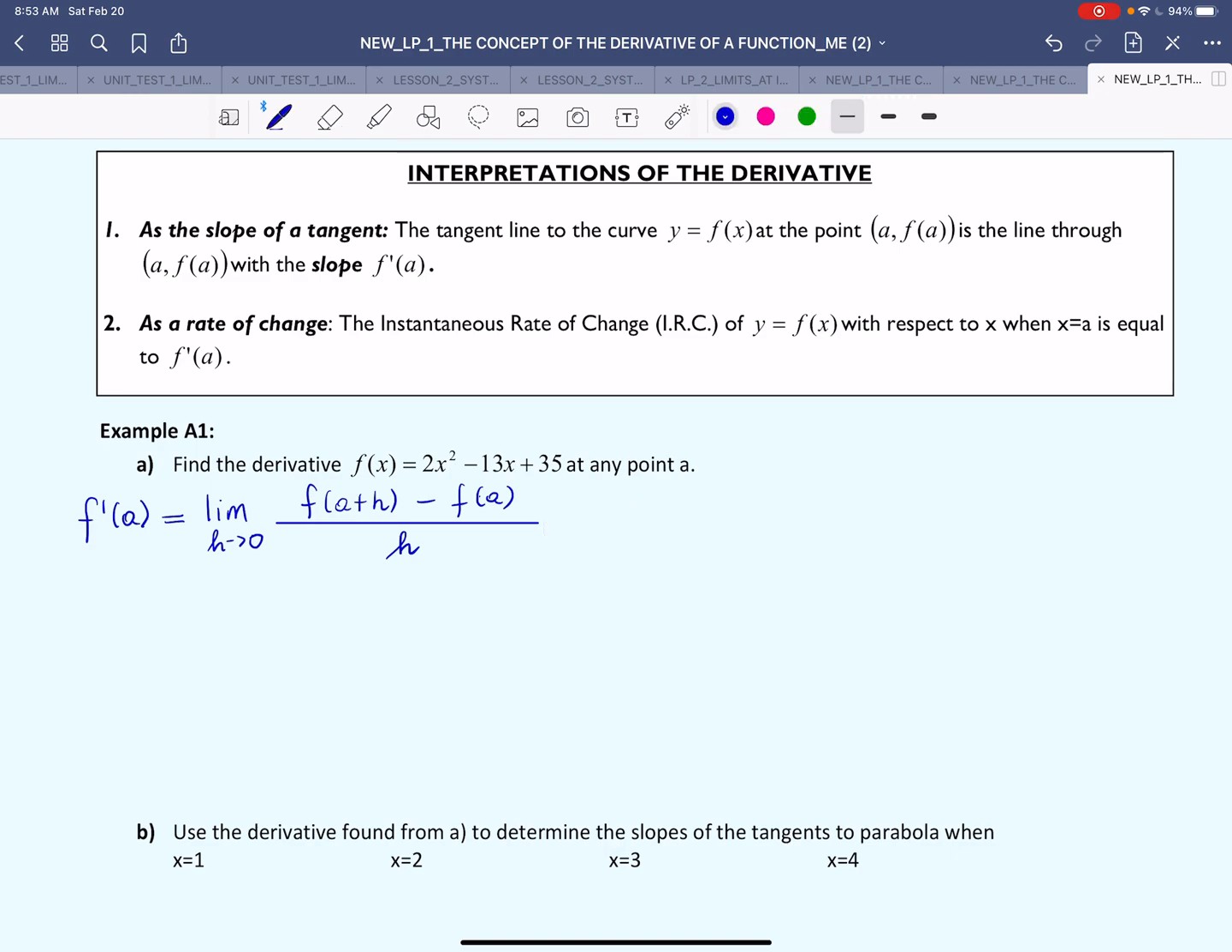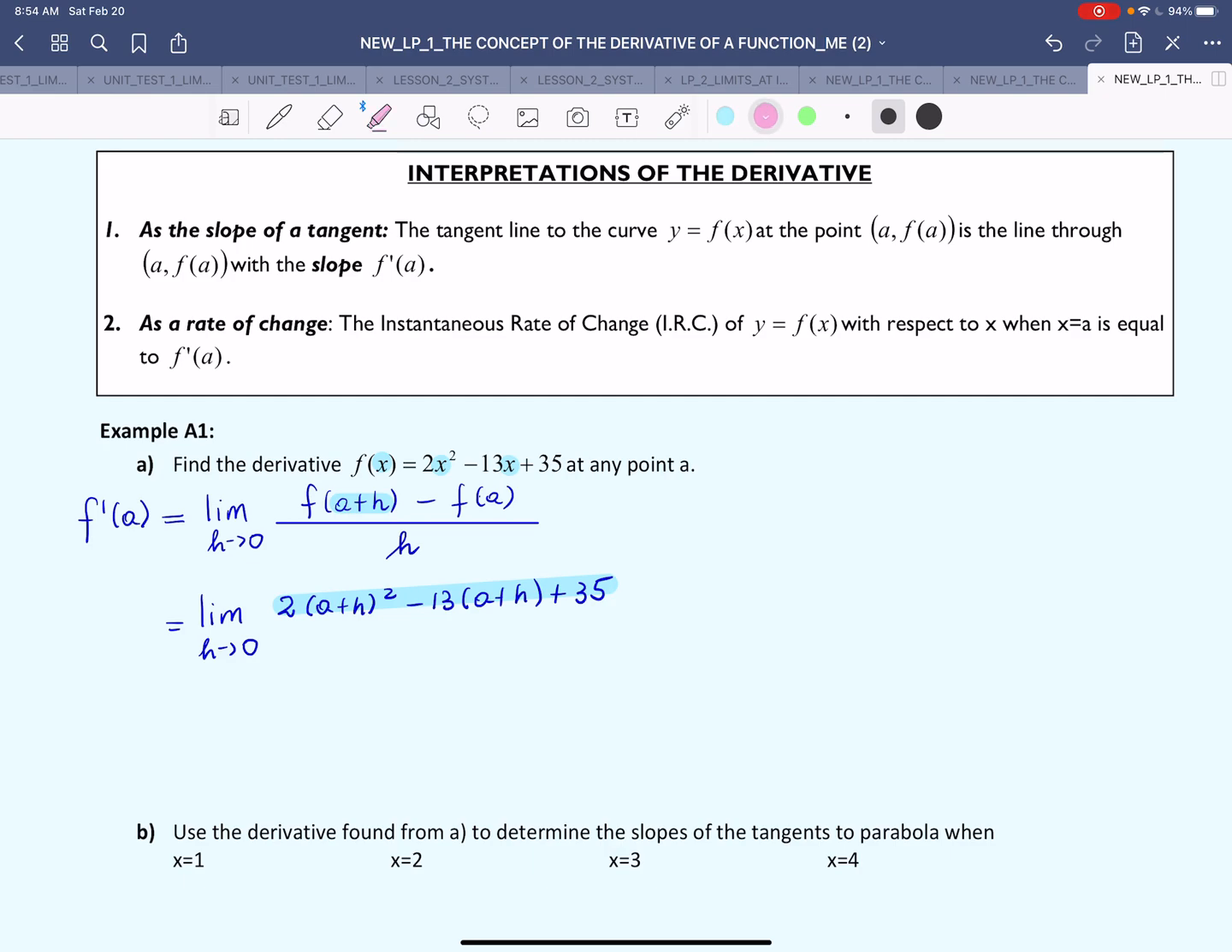So we'll now start by substituting f of a plus h, which in our case will be, remember that this is f of x. Wherever you see x, now you will replace it with a plus h. So that would be 2 times a plus h squared minus 13 times a plus h plus 35. So this will be f of a plus h.